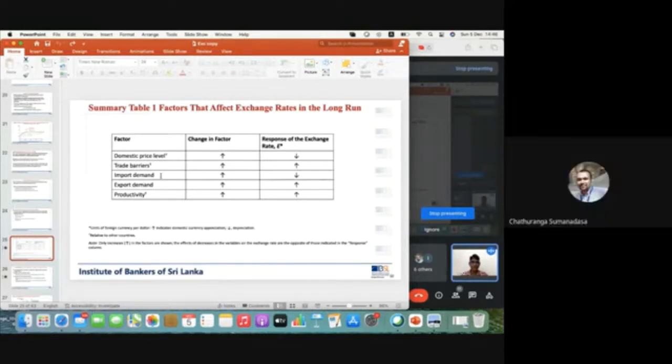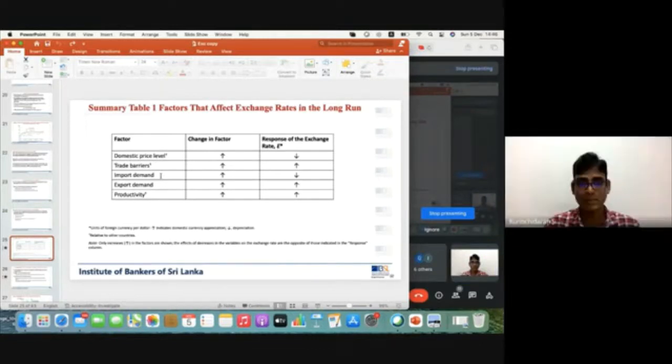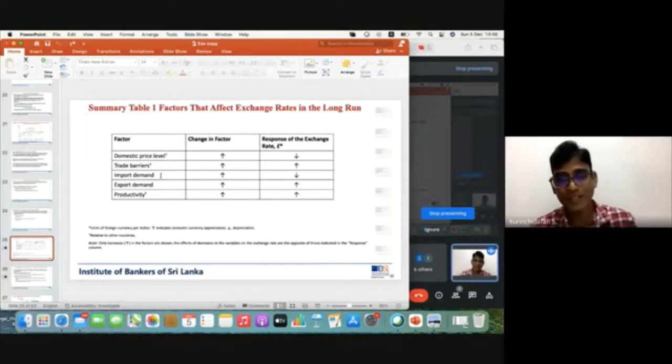So here this productivity refers to productivity on production, no, sir? Not production actually, it's productivity. And now production and productivity are two different things.